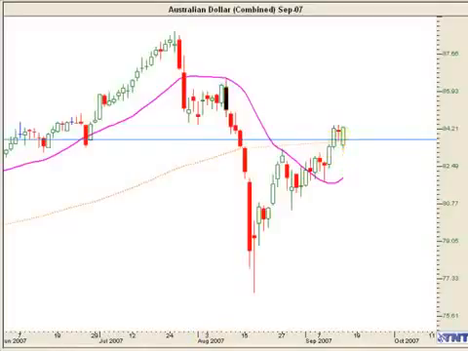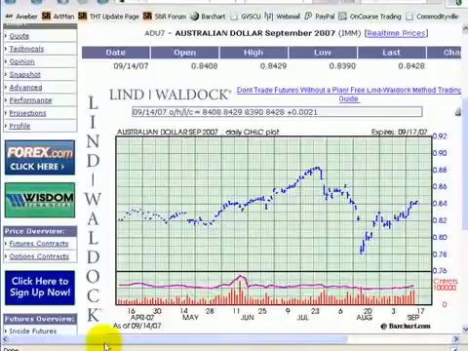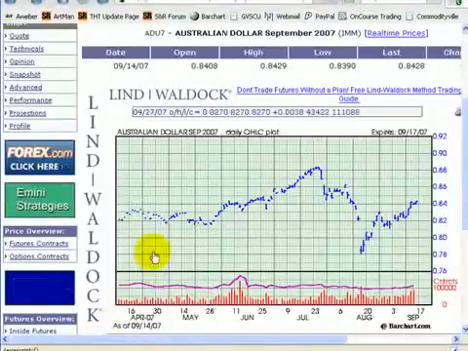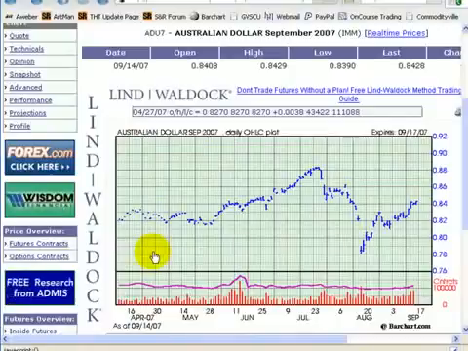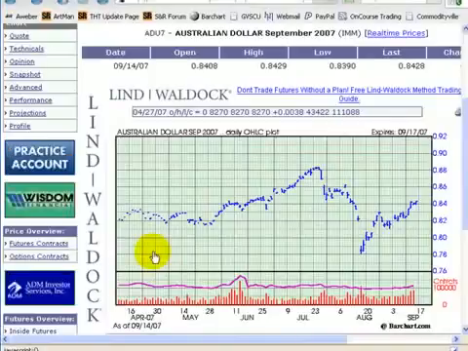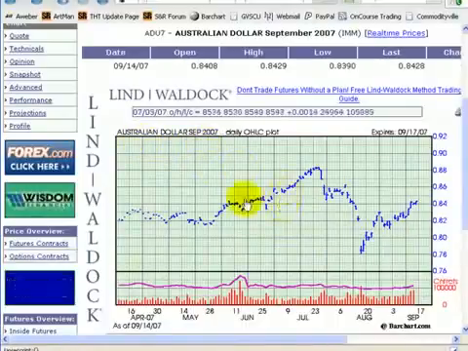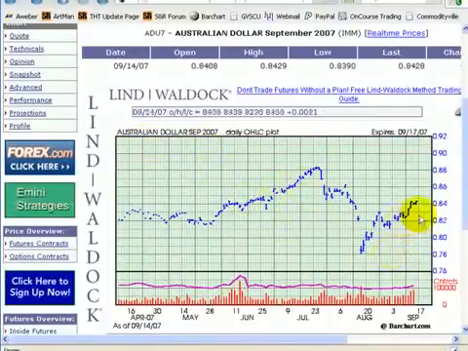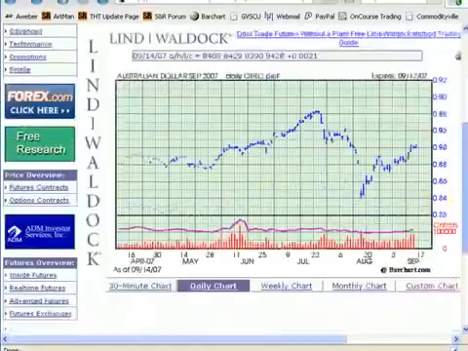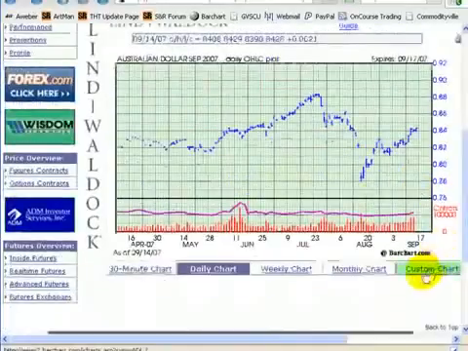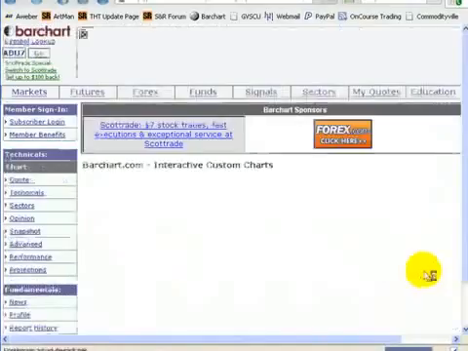But right now, the feature I use is from BarChart. And barchart.com is a free service, a free charting software. I would advise you to use some sort of pop-up blocker, as there can be a few pop-ups occurring on this site. So here we have the September Australian dollar, same chart in a slightly smaller version. But as you scroll down, you can see you have the option to make a custom chart, which is what we will do.